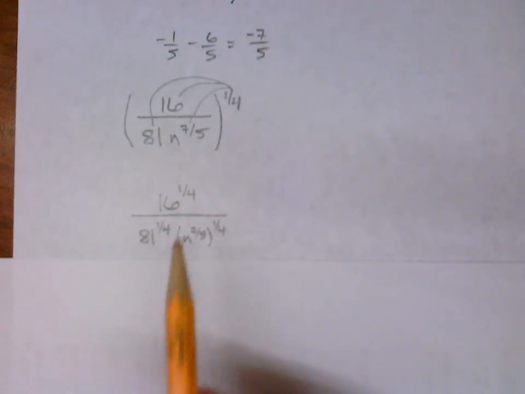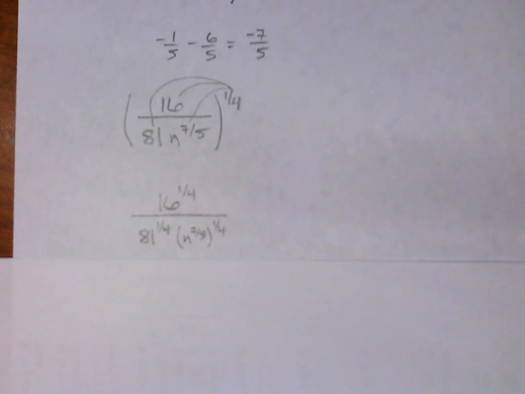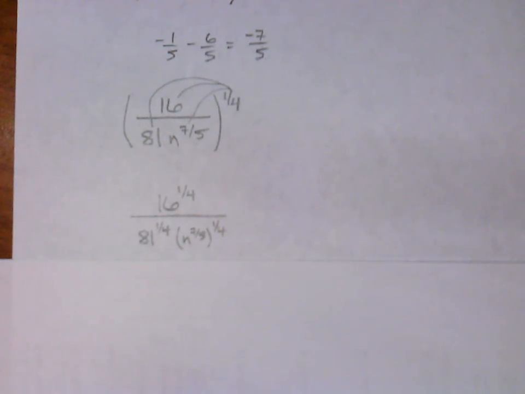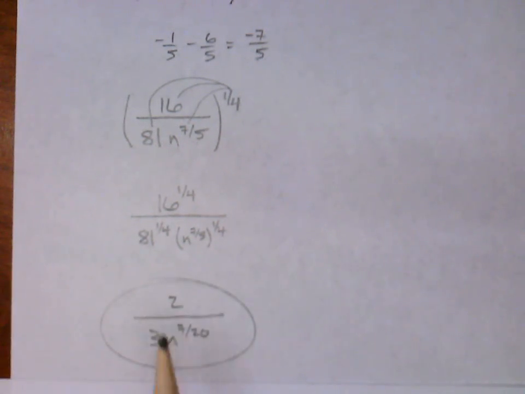Okay. 16 raised to the 1/4. Well, I could grab a calculator and do that. Or maybe I can think 1/4 is a fourth root. Honestly, though, if it was me, I would just grab a calculator. 81 to the 1/4, that's the fourth root of 81. Again, I can just grab a calculator. And the n, well, I need to multiply the exponents there. When it's all done, here it is. 16 to the 1/4 is 2. 81 to the 1/4 is 3. And the n, well, if I multiply 7/5 times 1/4, I've got 7/20, n to the 7/20.